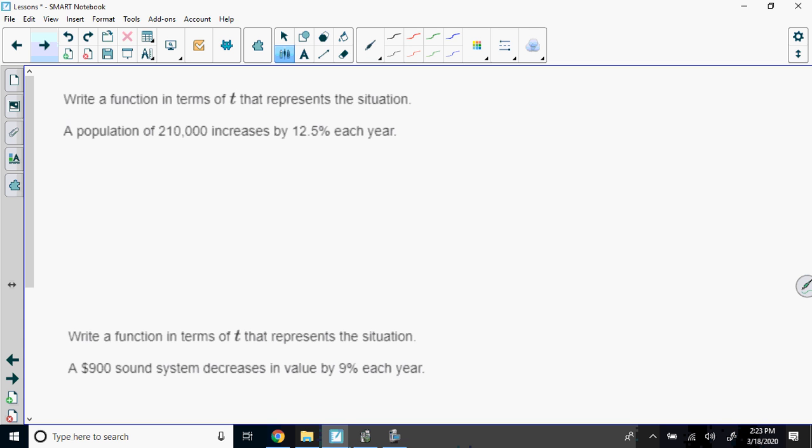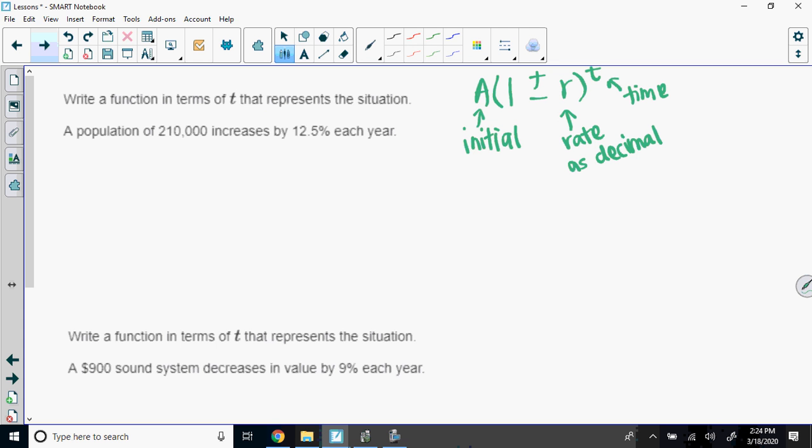What we just saw on our previous slide was the formula is a, the initial amount, times 1 plus or minus, plus if it's growth, minus if it's decay or decreasing, the rate as a decimal, to the t power, and t is time, usually measured in years.